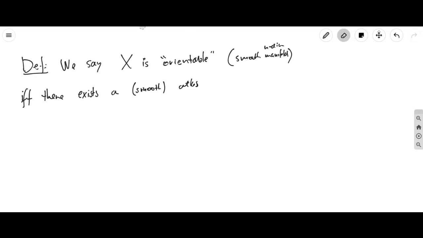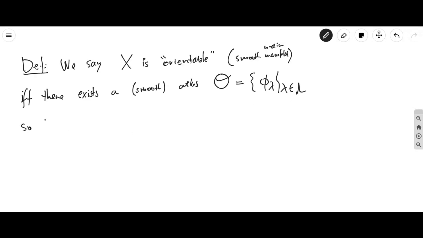If and only if there exists a smooth atlas, maybe we can call this atlas script O, because O for orientable. There exists a smooth atlas O consisting of, let's say, a family of functions. So it is an atlas with an additional property, a smooth atlas with an additional property.